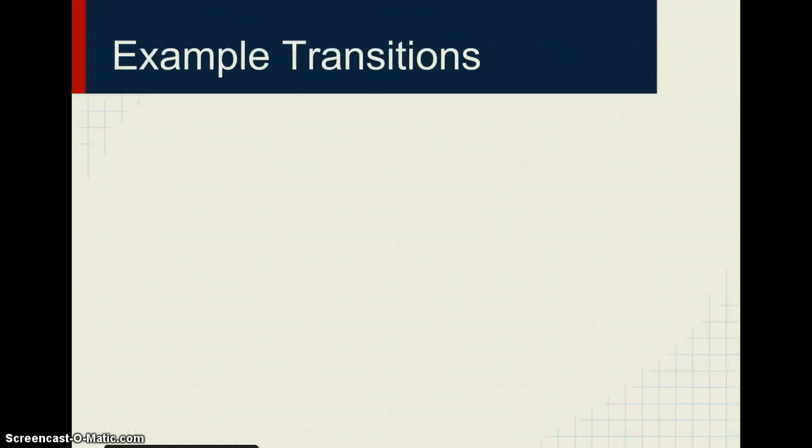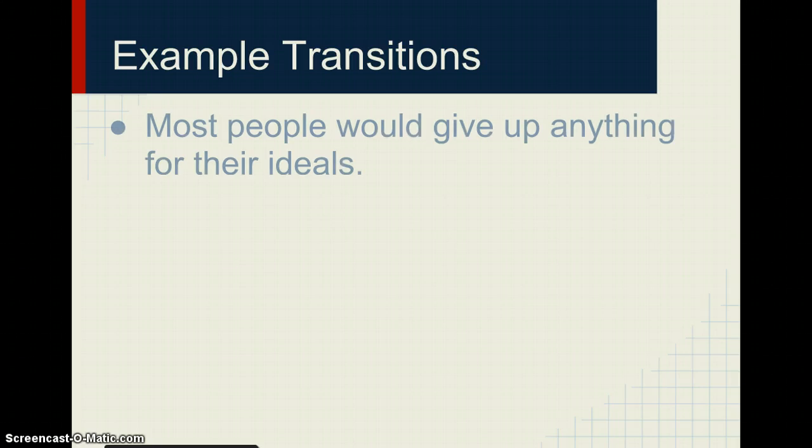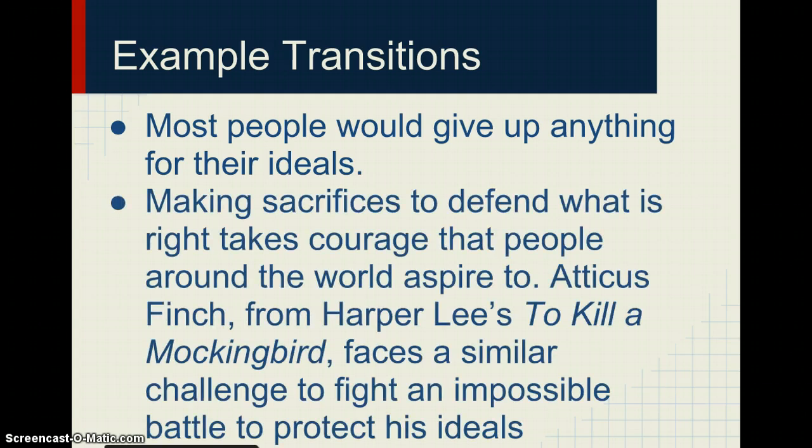Let's take a look at how these transitions might work, following the examples of hooks from earlier in this video. If you're using the truism hook, "most people would give up anything for their ideals," then a successful transition might look something like this. "Making sacrifices to defend what is right takes courage that most people around the world aspire to. Atticus Finch from Harper Lee's To Kill a Mockingbird faces a similar challenge: to fight an impossible battle to protect his ideals." First, this transition explains what is important about the ideas in the hook. Secondly, it establishes the connection between the hook and the text. Nice.